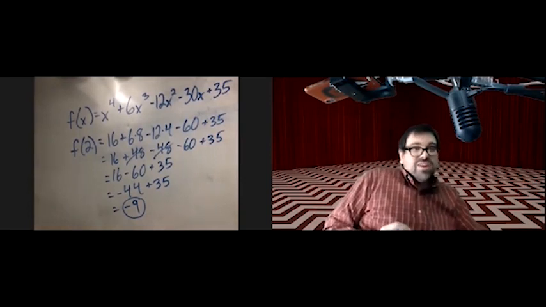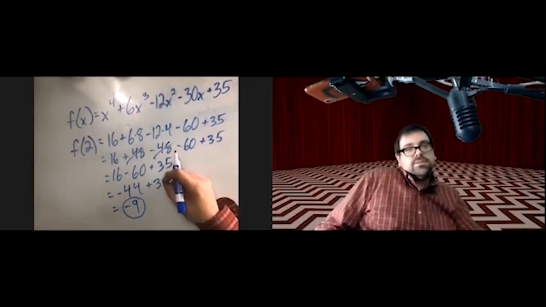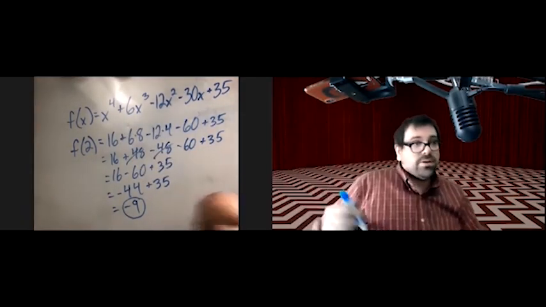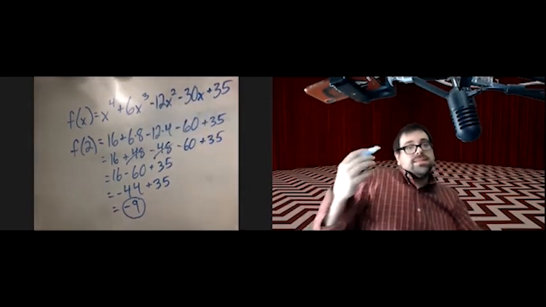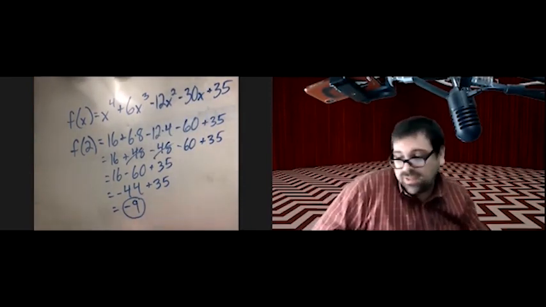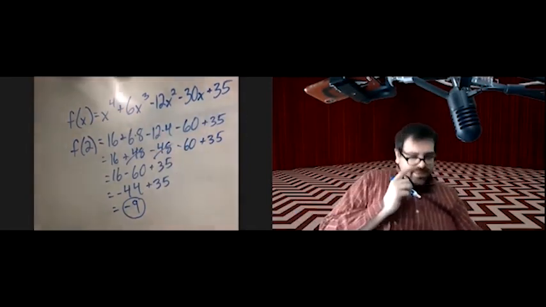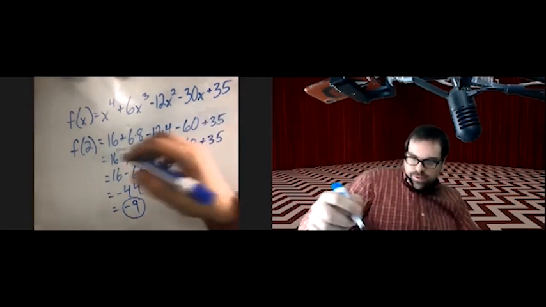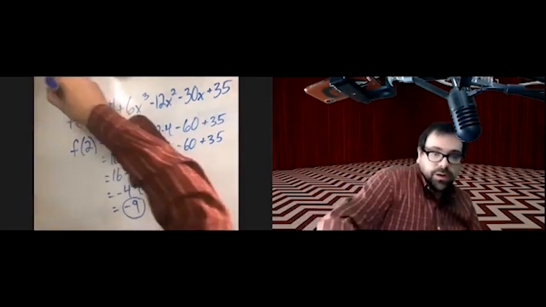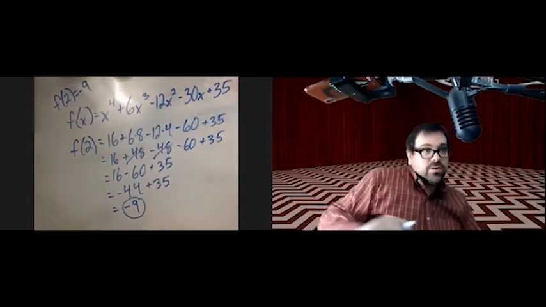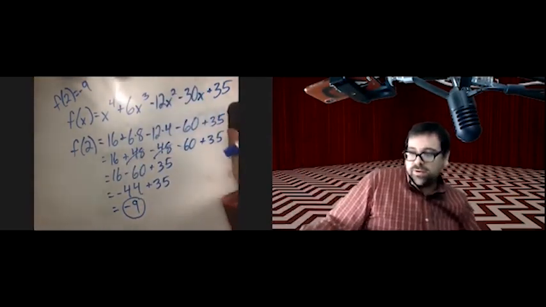If I wanted to find f of negative 7, well, then this becomes bad, because then we're doing negative 7 to the fourth. That's a really big number. We're doing negative 7 cubed. That's a really big negative number. So on and so forth. The bigger the number, the harder it is. I want you to remember that f of 2 was negative 9. Watch this. This is what the remainder theorem says.